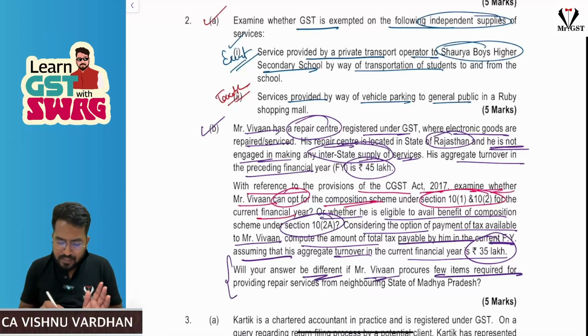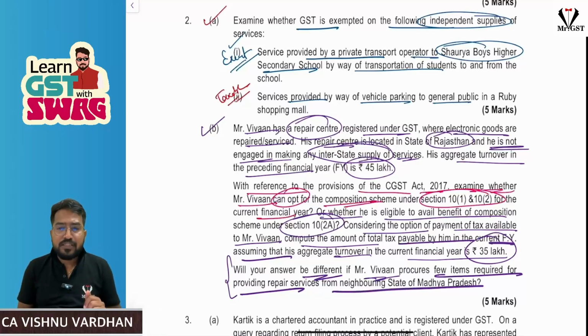And one more thing they have asked, will your answer be different if Mr. Vivan procures few items required for providing repair services from neighboring state of Madhya Pradesh? See, please understand here, as I told you, sir, you cannot make interstate outward supplies if you have opted for composition scheme, but you can make interstate inward supplies. There is no such restriction.